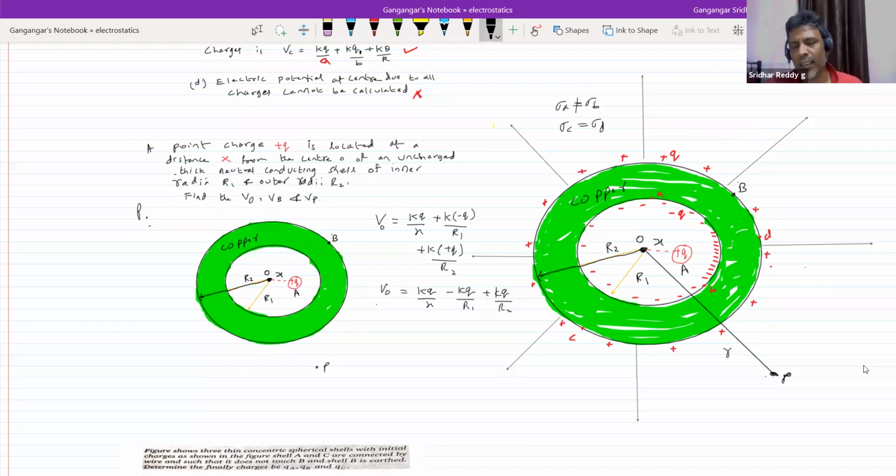Let's come for this. This is similar to a conducting charged sphere. The field is given by that. So therefore, what is the potential at point P? Potential at point P is given by simple KQ by R.